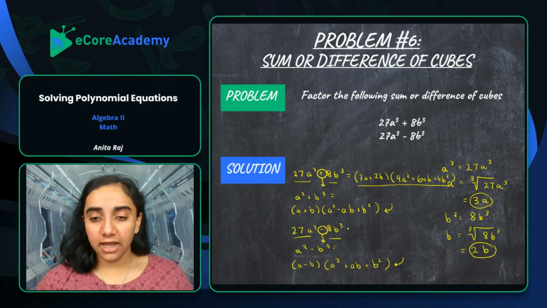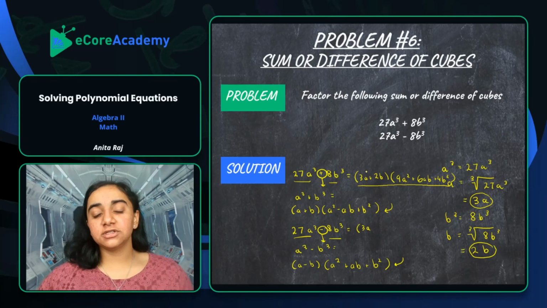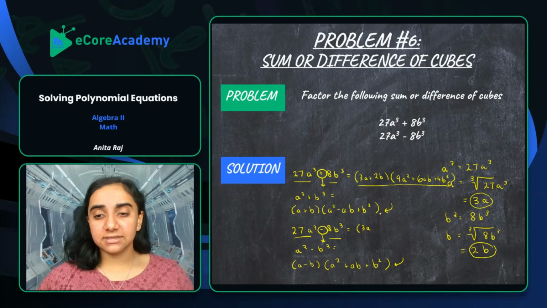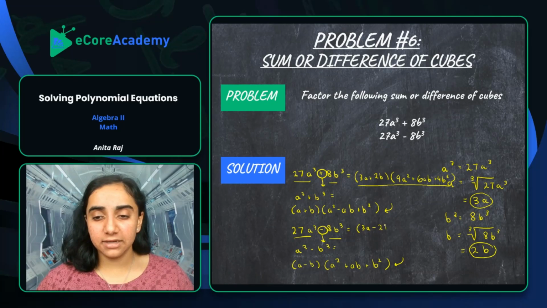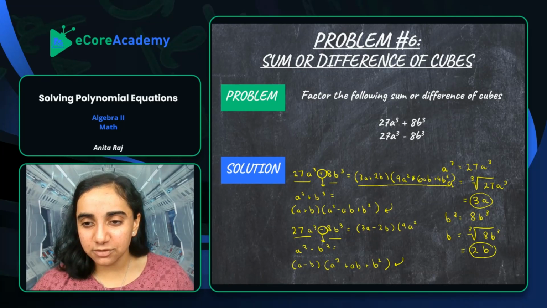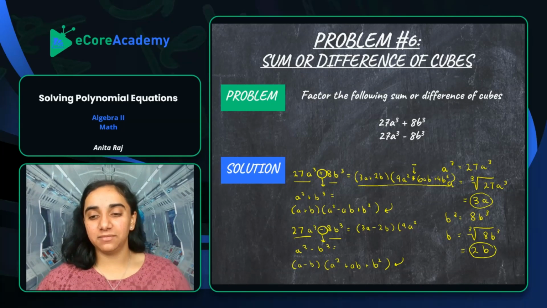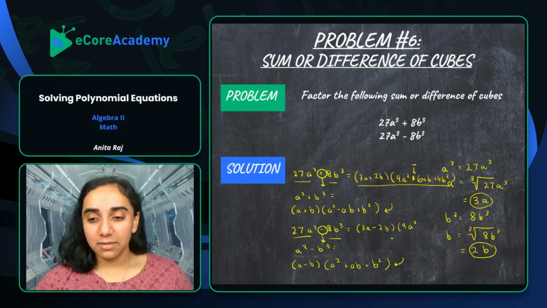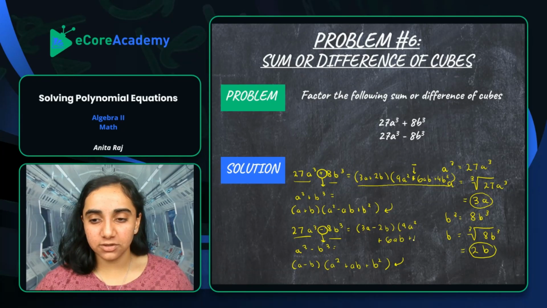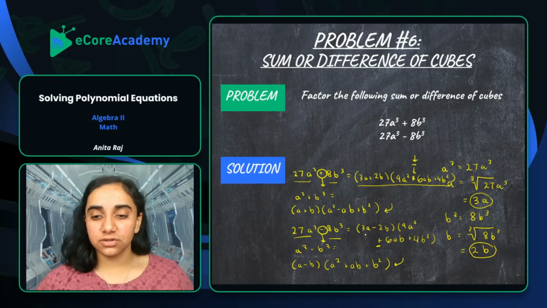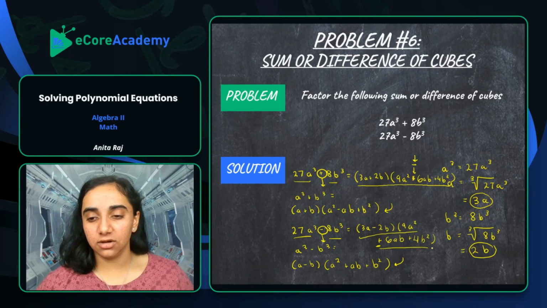On the flip side, we're going to have the exact same thing here. So I'm literally going to rewrite it, except the first set of parentheses, we're going to have a minus sign between 3a and 2b. So 3a minus 2b times 9a squared. Ooh, and sorry, this is not supposed to be a plus sign. This is supposed to be a minus sign. Even I'm messing up. Okay, 9a squared plus 6ab plus 4b squared. So in the difference of cubes, here we got a plus sign. In the sum of cubes, here we got a minus sign. So this is going to be your factorization here.